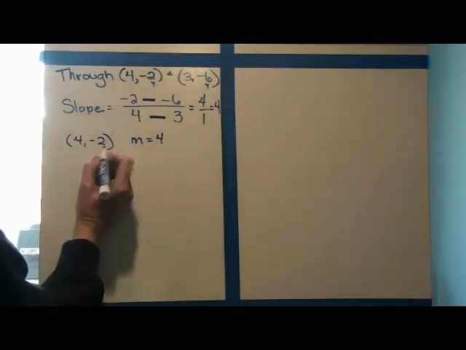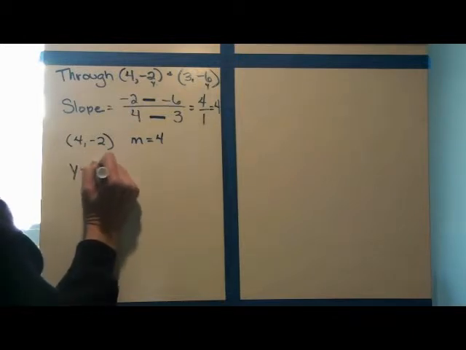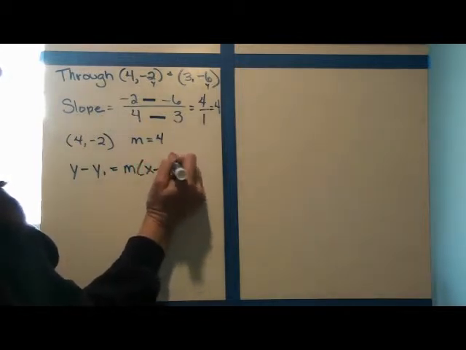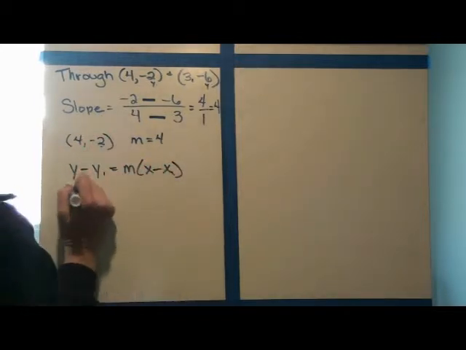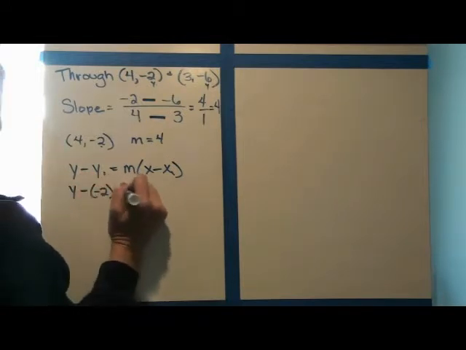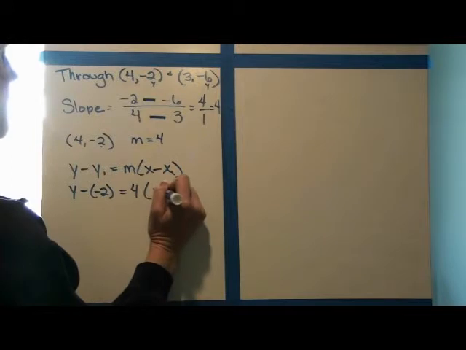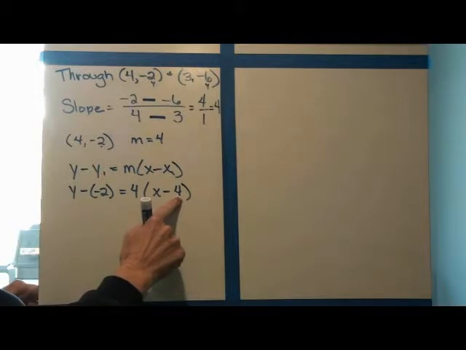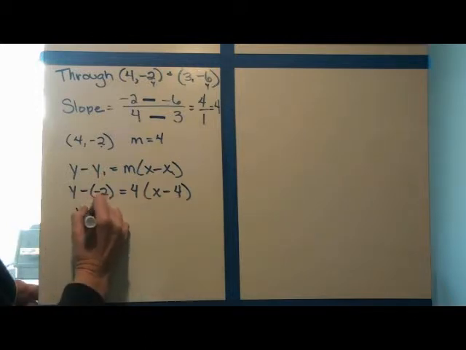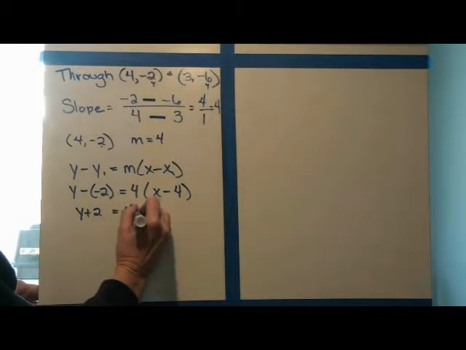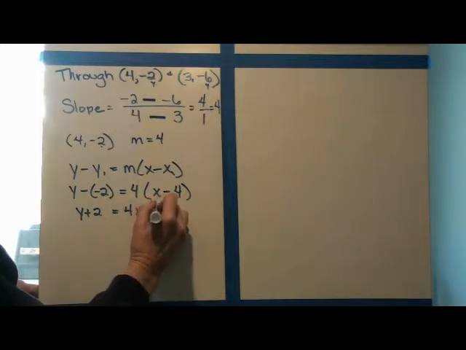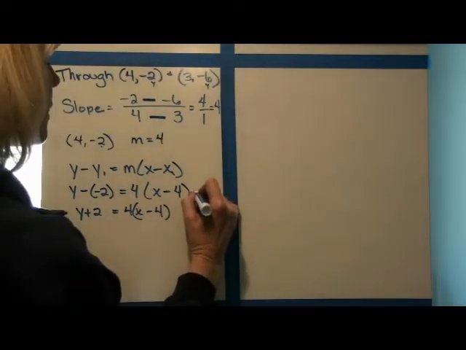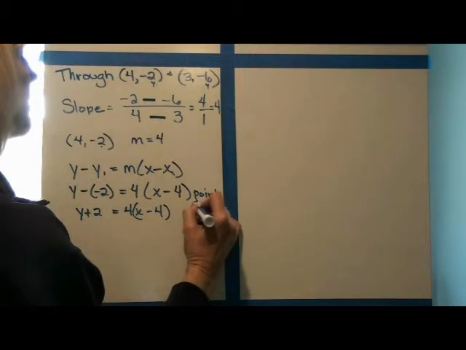So we take our point and we put it in point slope form. So this is our y. So y minus -2 is equal to the slope times x minus 4. So I put my y value in, my slope value in, my x value in. Simplify this side. Either one of these you can mark as point slope.